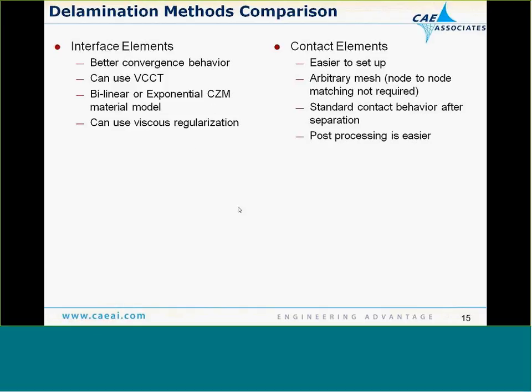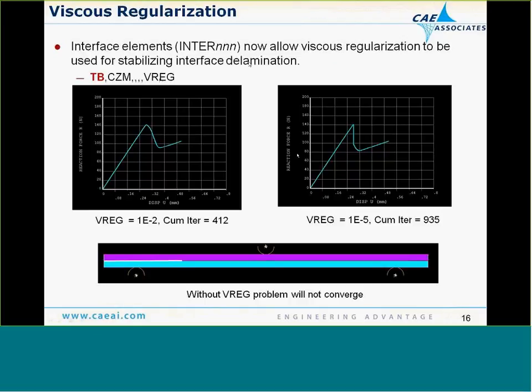I mentioned viscous regularization. This is a new feature in version 15 where we add basically this sort of damping into the model that helps with convergence with these interface elements. Here's an example. If we put a viscous regularization of 1e⁻², we get this problem, this three-point bend test of a double cantilevered beam. It converges in 412 iterations.